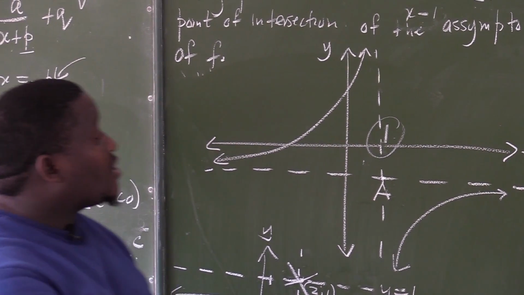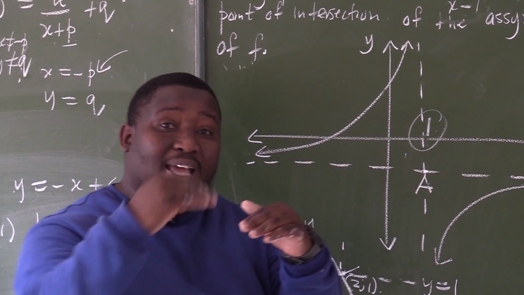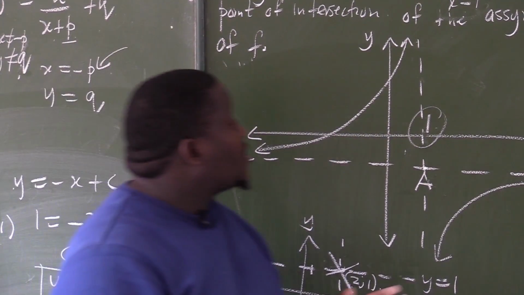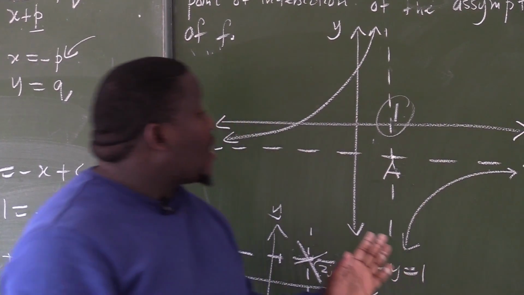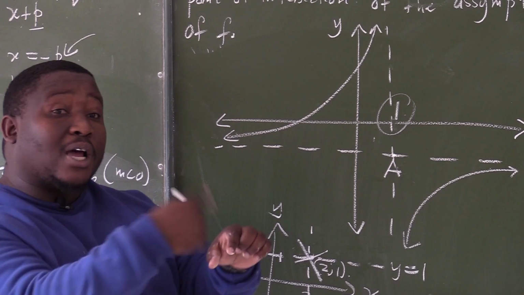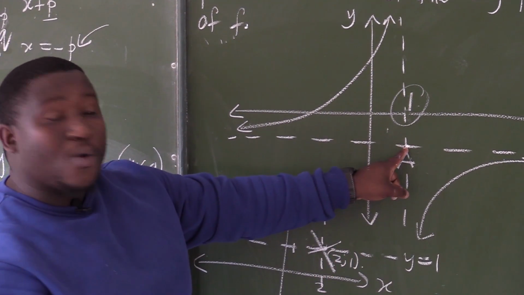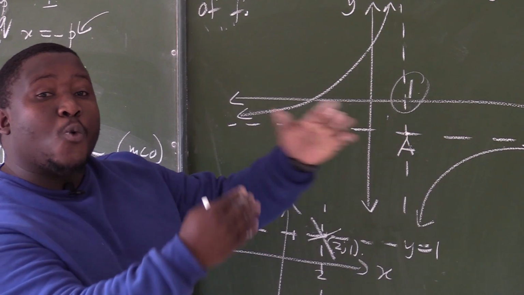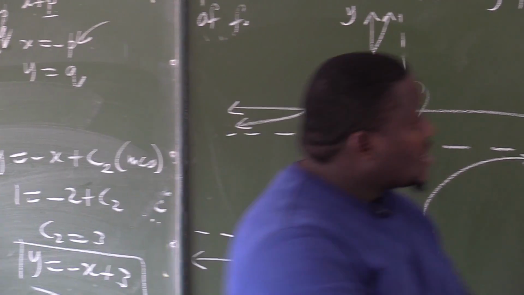So how do we find our axes of symmetry? There's the one which says y is equal to x plus a c. Always it's x plus a c. And there's the other one which says y is equal to negative x plus a c. These two equations pass through the same point. Which point do they pass through? They pass through point A. What is A? The intersection of your asymptotes.